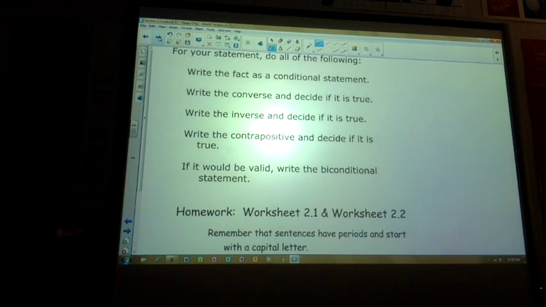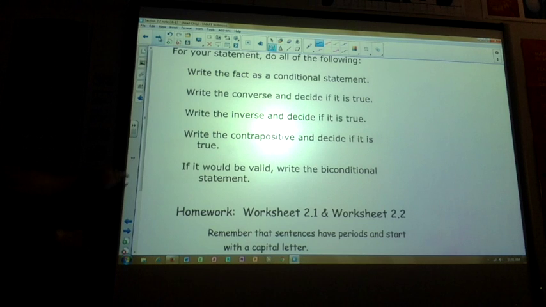For your statement, do the following. Write a fact as a conditional statement. Write the converse and decide if it is true or not. Write the inverse, decide if it is true or not. Write the contrapositive and decide if that is true. If the statement is true, then the contrapositive has to be true. Decide if it would be valid to write a biconditional statement.